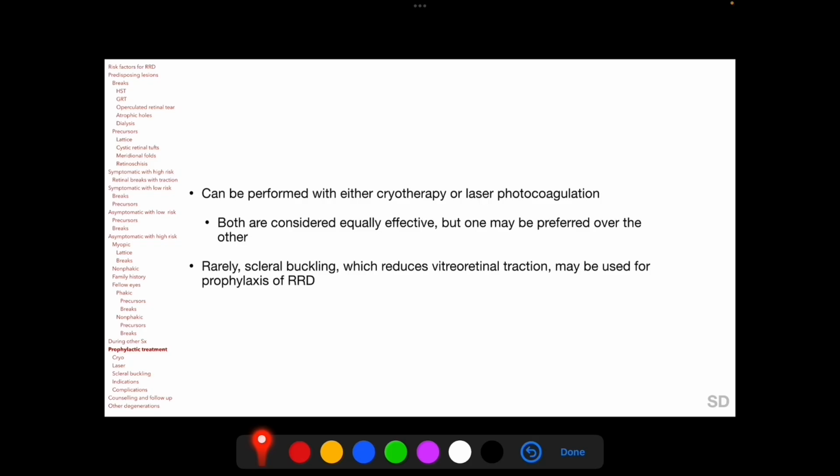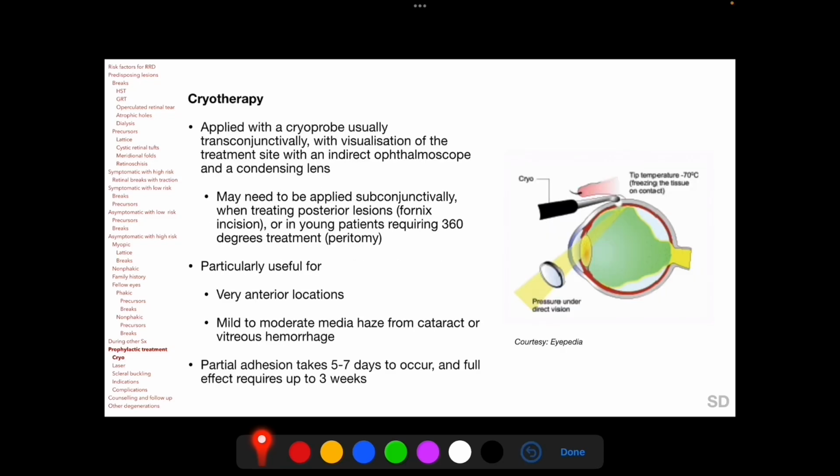Prophylactic treatment can be performed with either cryotherapy or laser photocoagulation, and both are considered equally effective, but one may be preferred over the other in certain clinical scenarios, which we will discuss. Rarely, scleral buckling, which reduces vitreoretinal traction, may be used for prophylaxis of RRD.